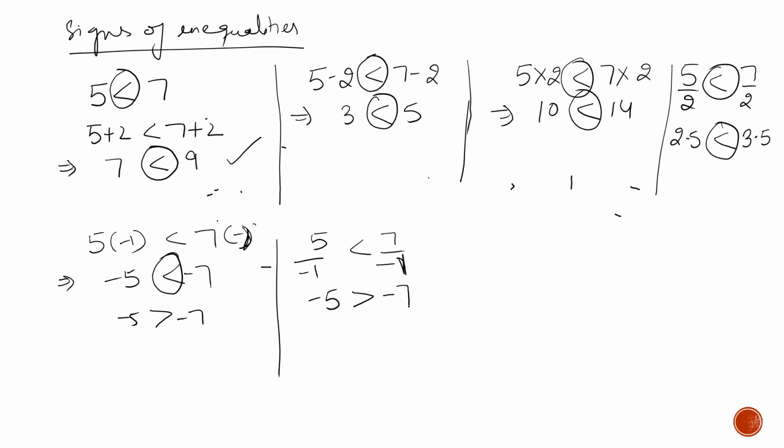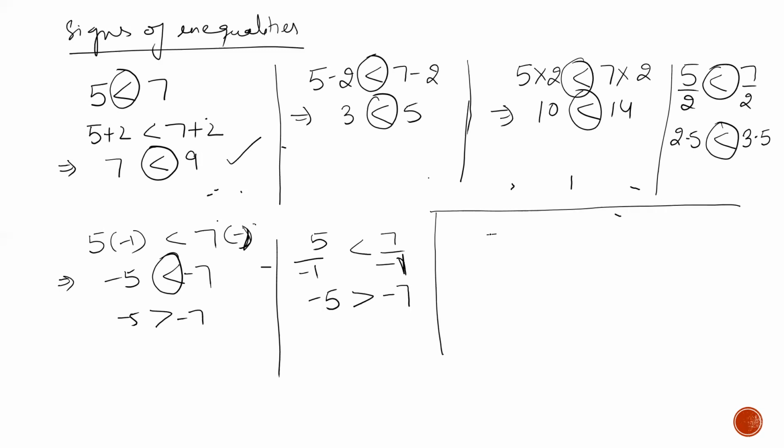So the most important part was, if you are multiplying or dividing a similar negative value to both sides of a numerical inequality, the sign of the inequality reverses. There are a few more properties which I would like to talk about.